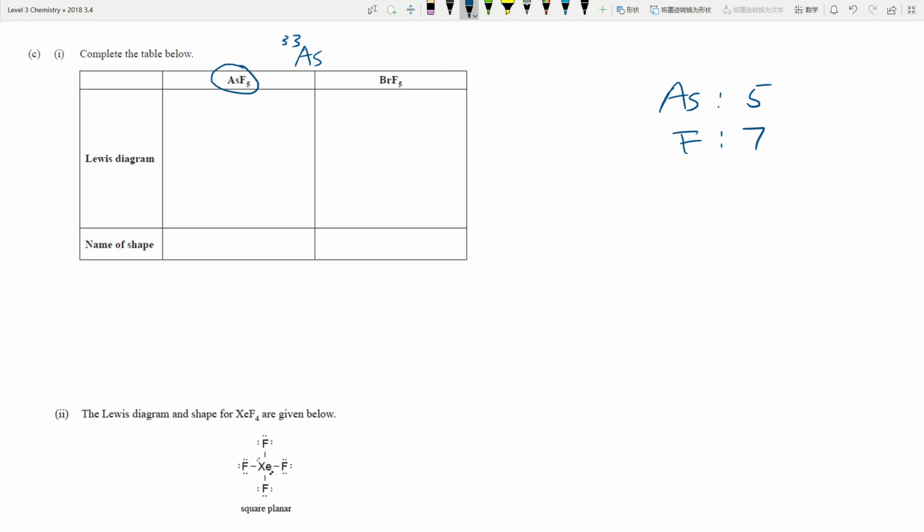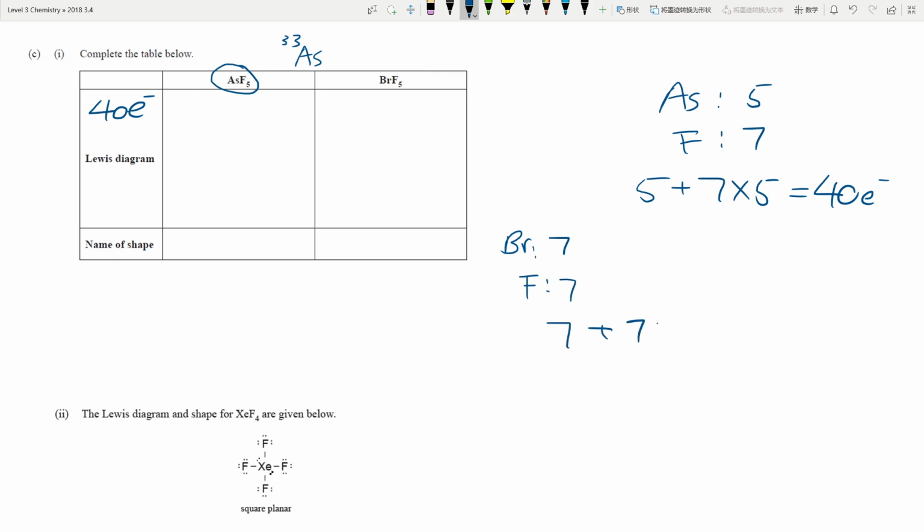So if we count the number of valence electrons for AsF5, it will be 5 plus 7 times 5, because there are 5 fluorines. So it's just 5 plus 35, which is 40 electrons. So your diagram needs to have 40 electrons. And for BrF5, Br is 7, and then the fluorine is again 7, so 7 plus 7 times 5, which is 42 electrons. For this one you need to have 42 electrons, and for the other one you need 40 electrons.